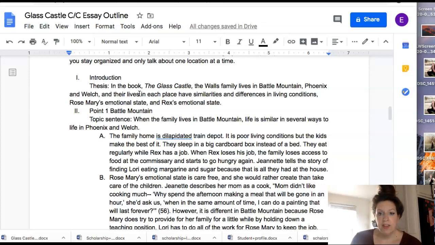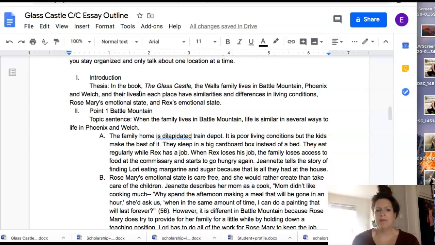So you can tell that I'm going to be talking about the 3 locations, Battle Mountain, Phoenix, and Welch, and what I'm going to be talking about in those locations are the living conditions, Rosemary, and Rex, and how they're doing. I'm also going to be talking about how those things are similar and how they're different from each other.